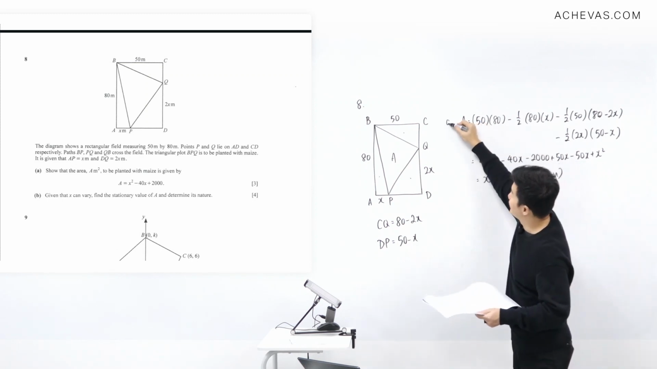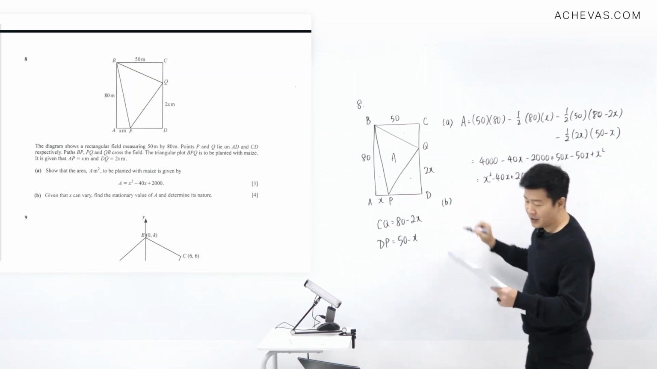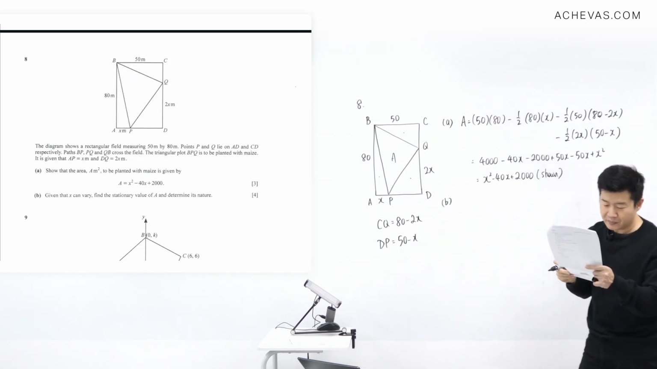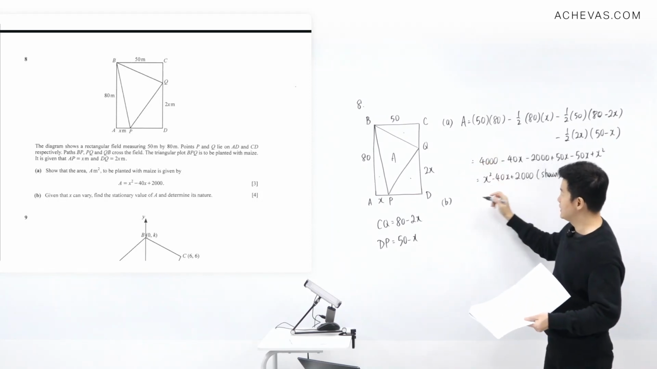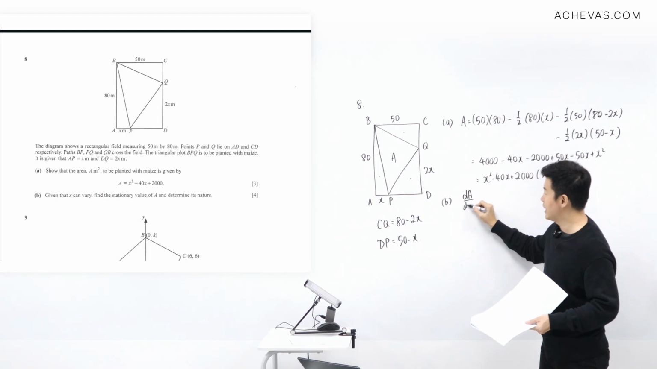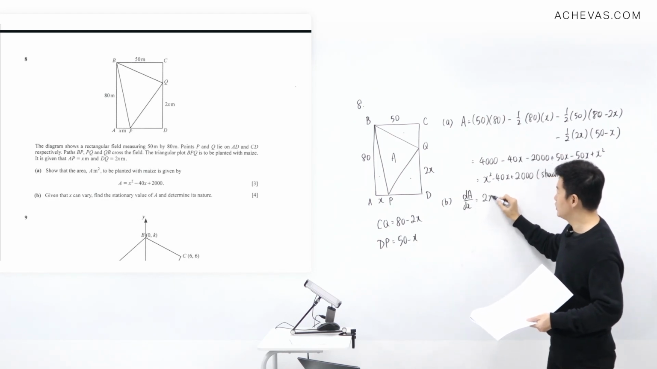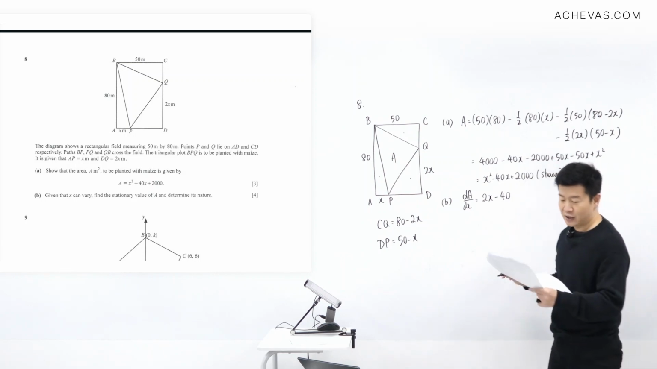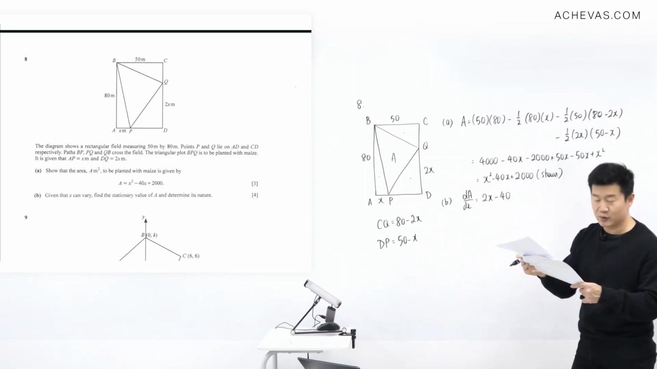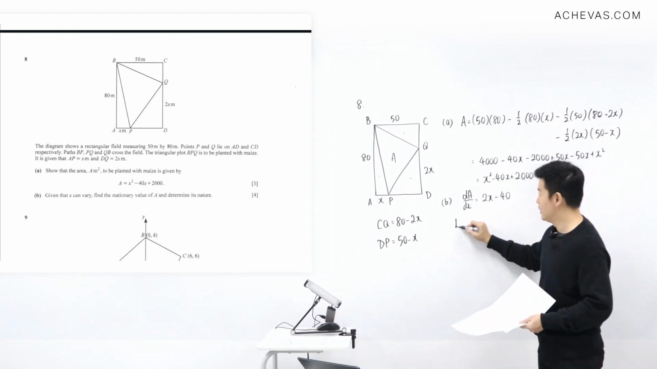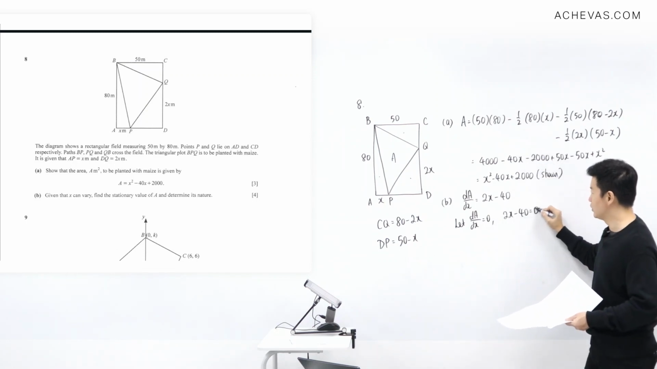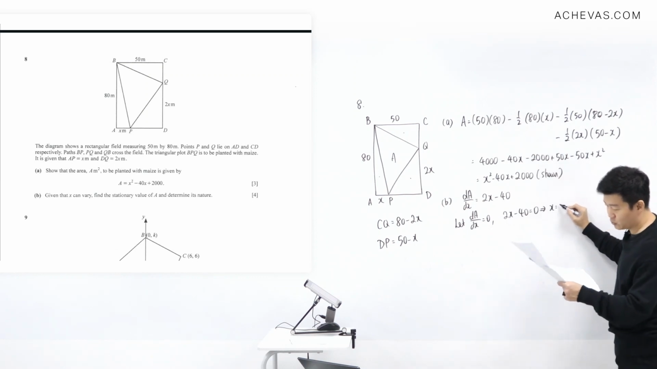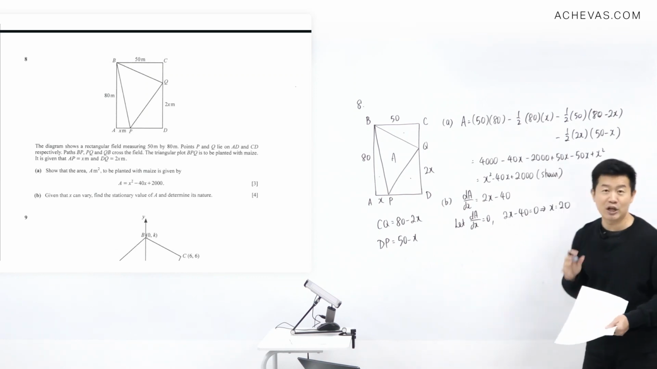This is part A. And part B, we are supposed to find the stationary value of A. So let's make use of differentiation. So A is equal to this. Let's find dA/dx. dA/dx is going to be equal to 2x minus 40. And to find the stationary value of A, we are going to let dA/dx be equal to 0. So by letting dA/dx be equal to 0, we have 2x minus 40 equal to 0. This tells me that x is going to be equal to 20. This will give me the stationary value of A.